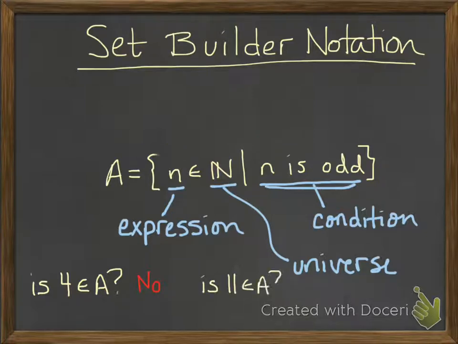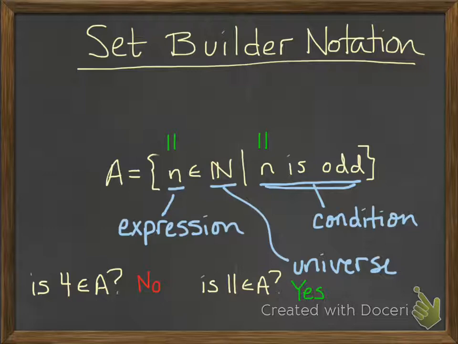Similarly, if I want to know is 11 an element of A, I imagine putting in 11 for that expression temporarily. Then if 11 is n over here in the expression, I go to the condition and I say 11 is odd. True or false? That's true. So 11 is an element of A.